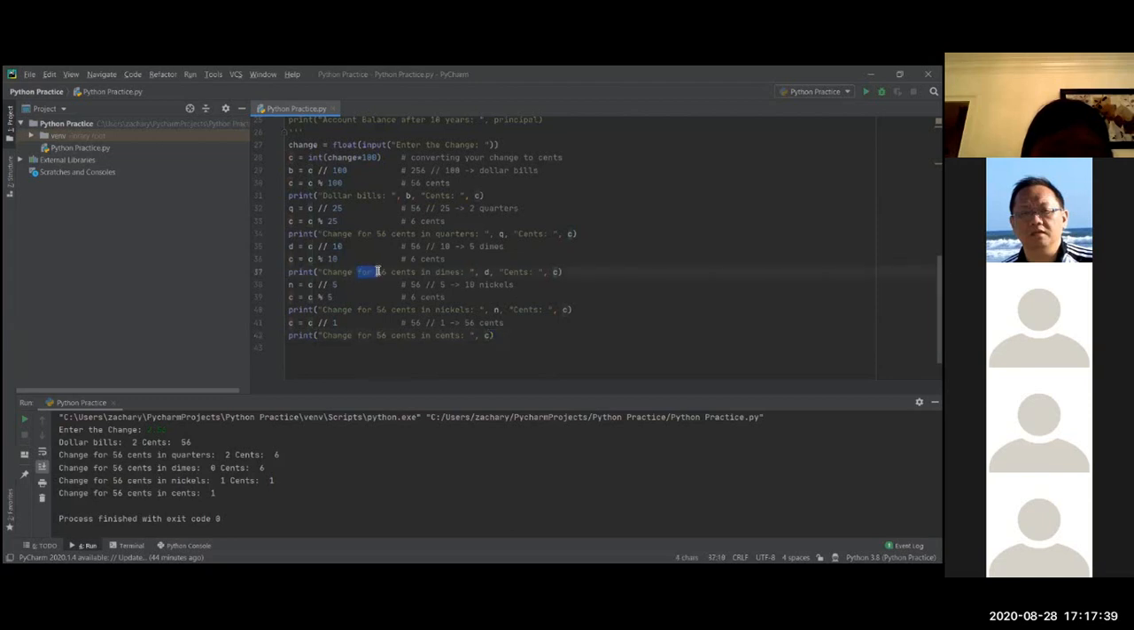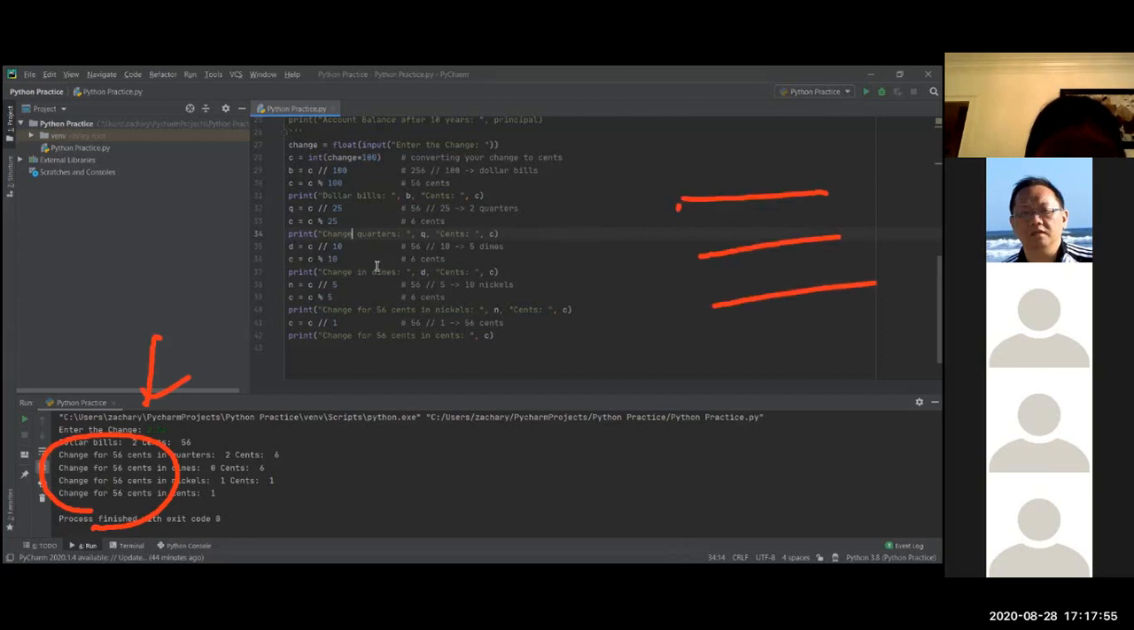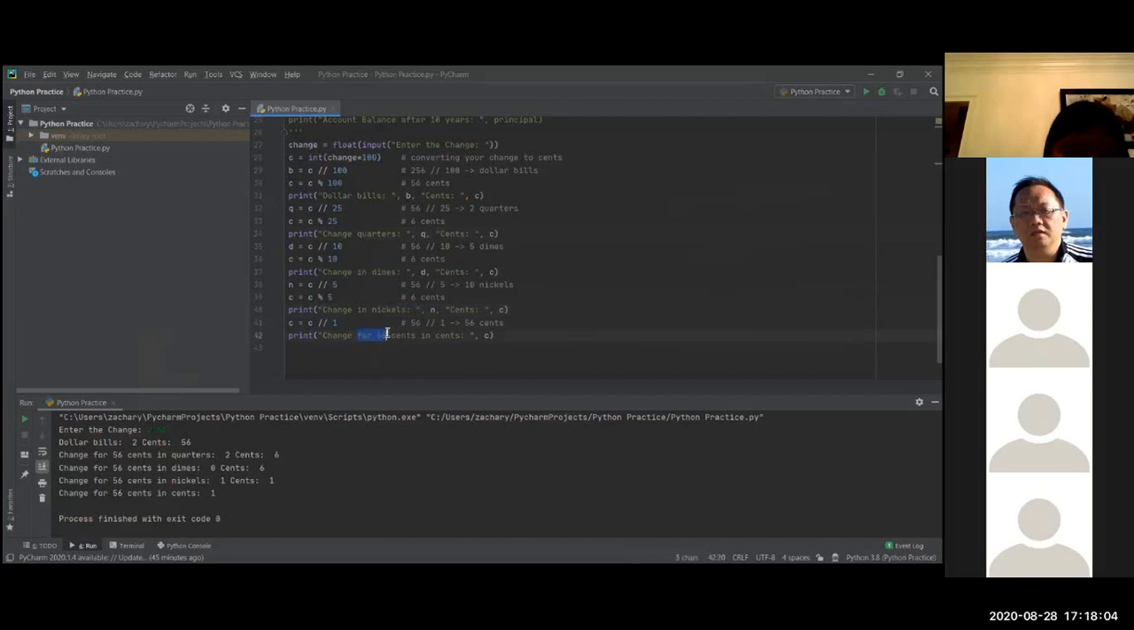So that is your discretion. It's okay, but unnecessary. Nobody asks you this. I just ask you to enter the number, how many dollar bills, how many quarters, how many times, right? I don't need you to print this. It actually doesn't help me at all, right? It's okay, but unnecessary information.